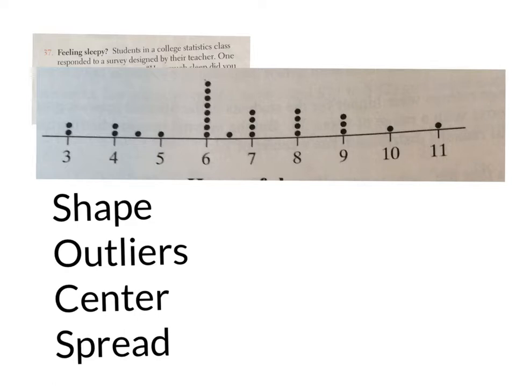Now, a good way to remember this is you would just say, I want to describe this graph. So right here, socks. Don't forget to put your socks on. Okay? Socks. Shape, outliers, center, and spread. Those are the things that we need to describe a graph, like a dot plot. Okay? So there's number 37.